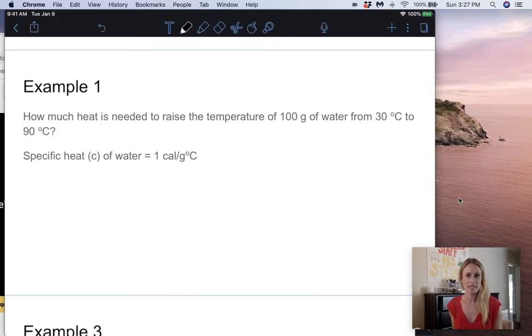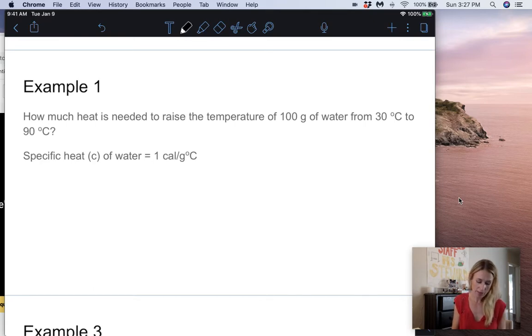Let's do some examples with the heat equation. So I have example number 1: how much heat is needed to raise the temperature of 100 grams of water from 30 degrees Celsius to 90 degrees Celsius? And I'm also given the specific heat of water is 1 calorie per gram degrees Celsius.